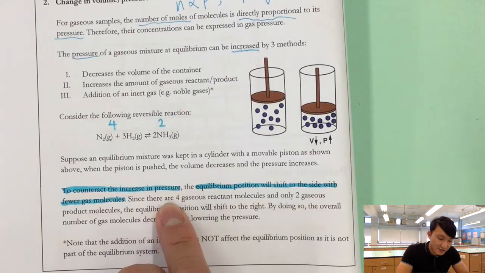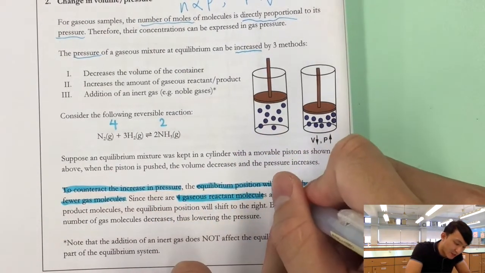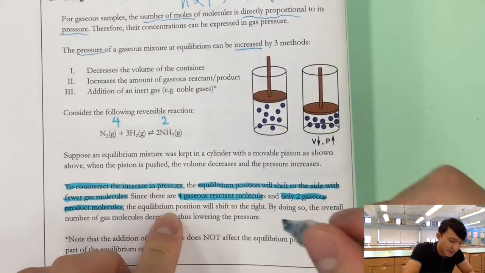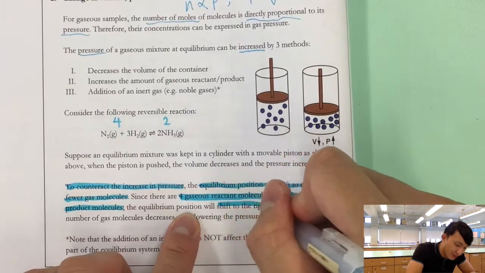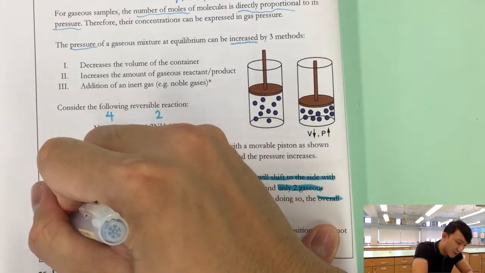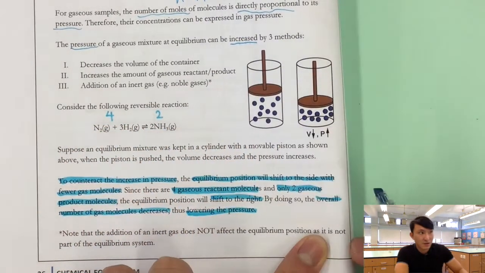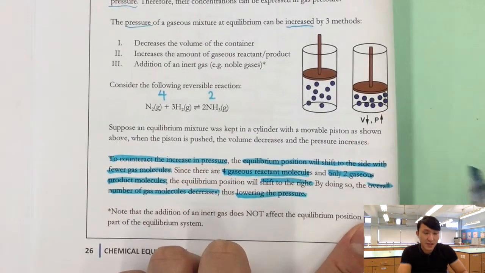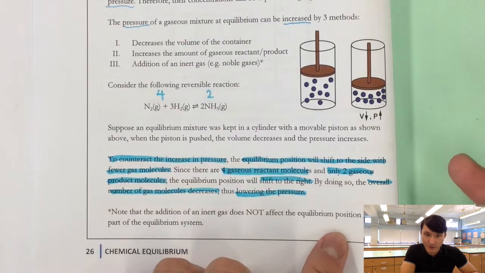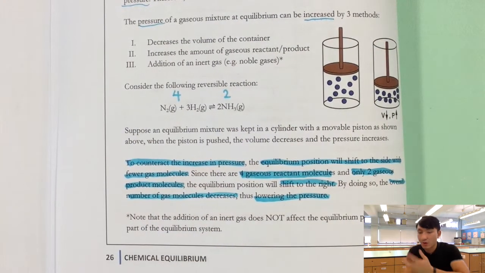Since there are 4 gaseous reactant molecules and only 2 gaseous product molecules, the equilibrium position will shift to the right. By doing so, the overall number of gaseous molecules decreases, therefore lowering the pressure. So this is how the equilibrium will adjust itself towards a change in pressure. Shift to the side with fewer molecules, therefore you lower the pressure.